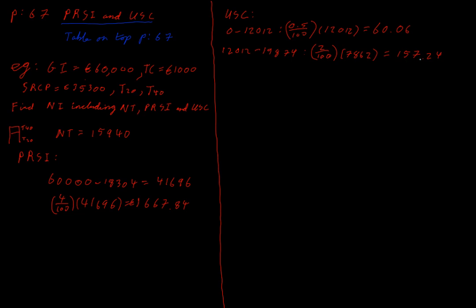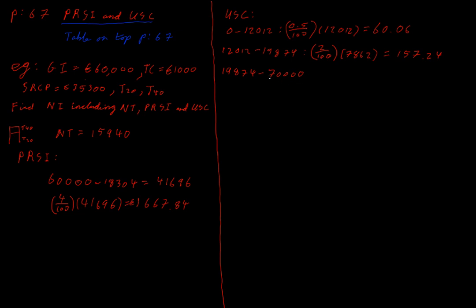Now that's my amount of USC that I have to pay on this interval of my income, and then from 19,874 up to, so for the next 50,126 euro. So if I add those up, I get 70,000. So this is going to be my USC over this interval here, but I run into a problem. If you can see it, I only earn 60,000 euro a year.